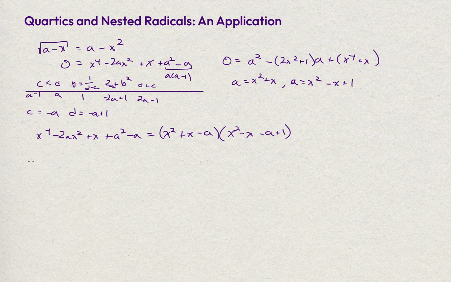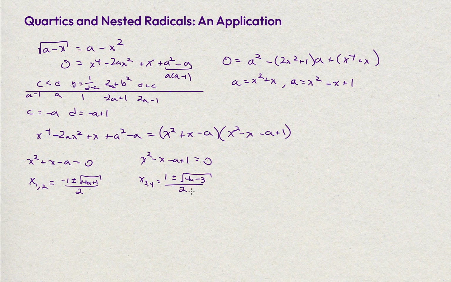Okay, let's solve these. First, we've got x squared plus x minus a equals 0. And so that gives us x1 and 2 as negative 1 plus or minus the square root of 4a plus 1, all over 2. And from x squared minus x minus a plus 1 equals 0, we're going to get x3 and 4 to be 1 plus or minus the square root of 4a minus 3, over 2. So those are our 4 candidate solutions. Let's check them as we did before.